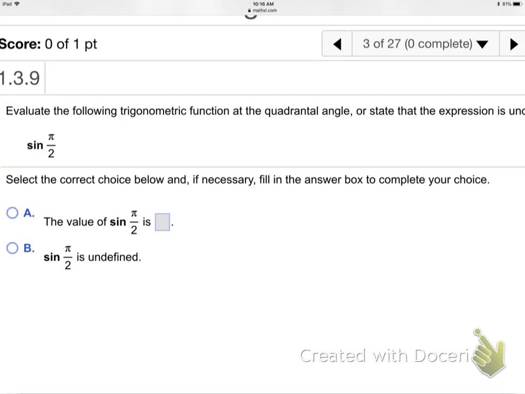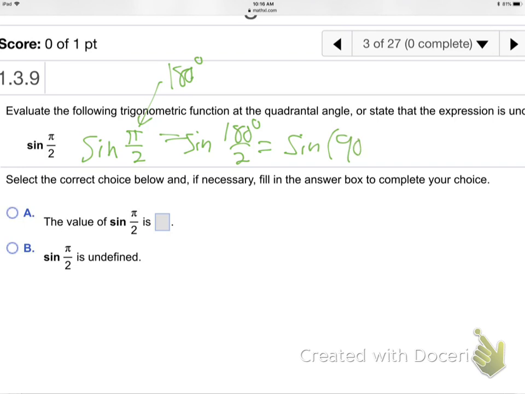Everybody see that? That's a lot of the battle in a math class, isn't it? All the problems can start to seem the same. So you want to spend time trying to identify the different unique characteristics. They're just giving me an angle here. So they just want sine of pi over 2. What I would do is stick in a 180. Remember, pi is 180. So this is sine of 180 over 2, which is sine of 90.